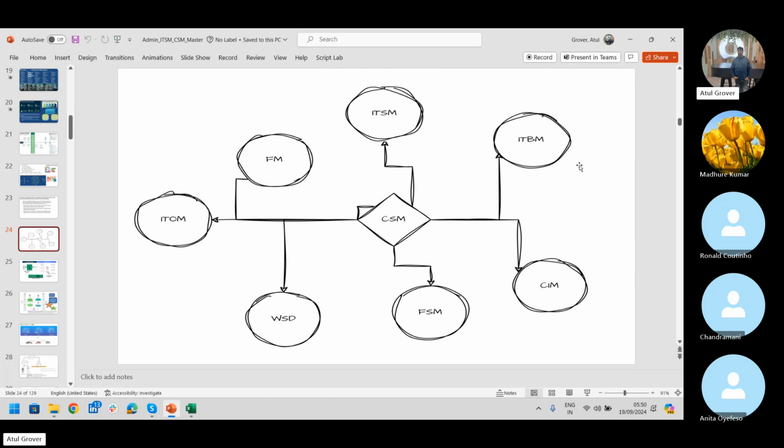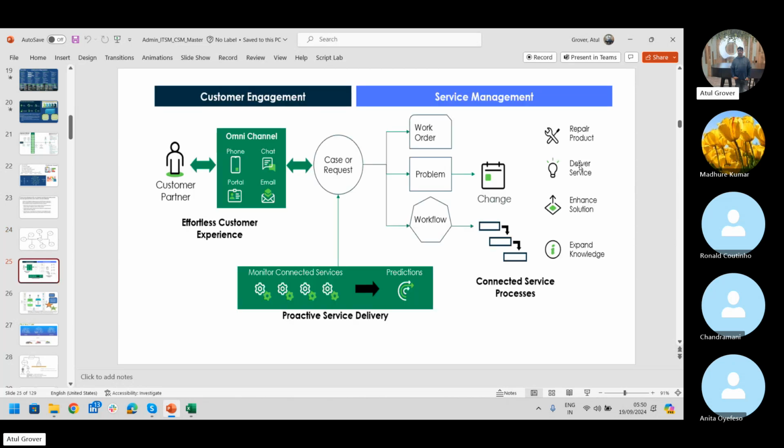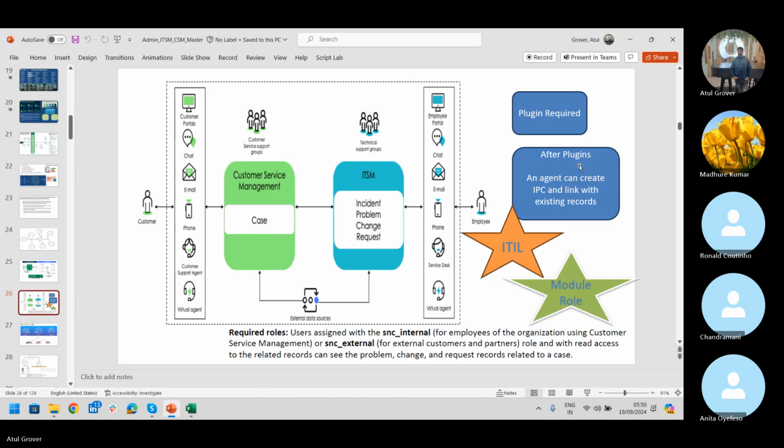Why? How is ITBM related to CSM? Financials here, financial resourcing, all the things. Financial management. Okay. Yes. Fine. That is a part. Okay. So now, if I come here to understand a little bit more about these things, what is the difference between CSM and the ITSM?